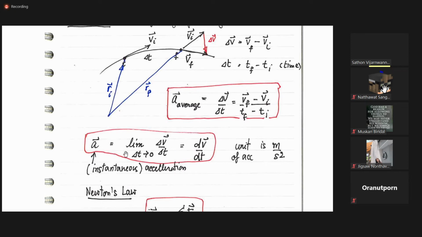In that case, instantaneous acceleration, or normally we would say just acceleration, is the limit as delta t approaches 0 of delta v by delta t. Or in calculus, it is dv by dt. Now the unit of acceleration is meters per second, and then divided by another second. So you've got meters per second squared.